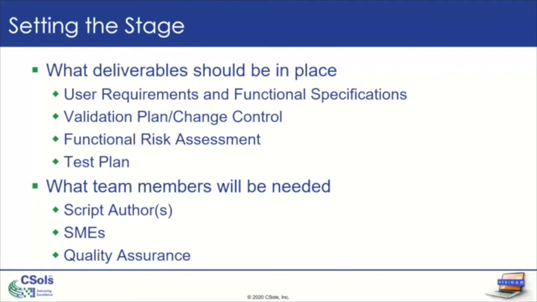You should have a functional risk assessment in place, and the purpose of doing that is to define the scope of your testing. So you can classify things as high level risk, low level risk, medium level risk, but then also define what that means when assigned a risk level. And then you should have a test plan too. And this could be its own document. We've seen it done both ways.